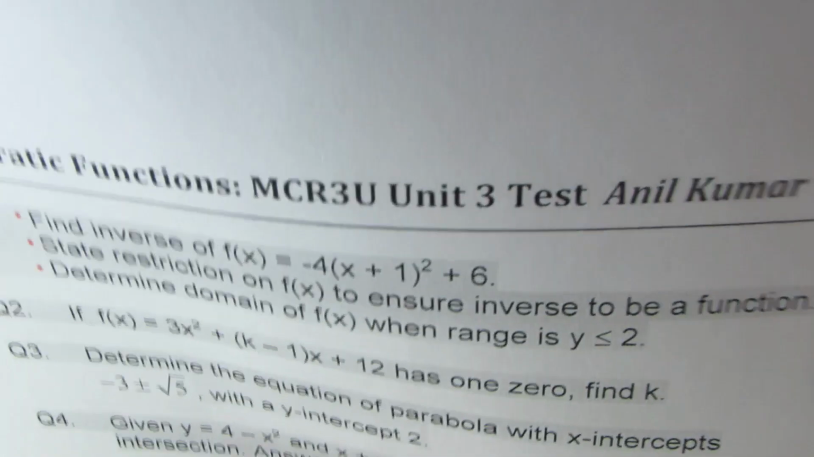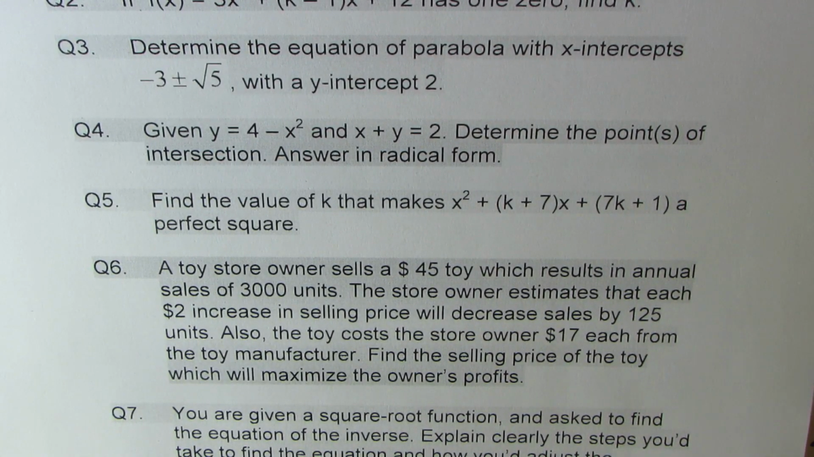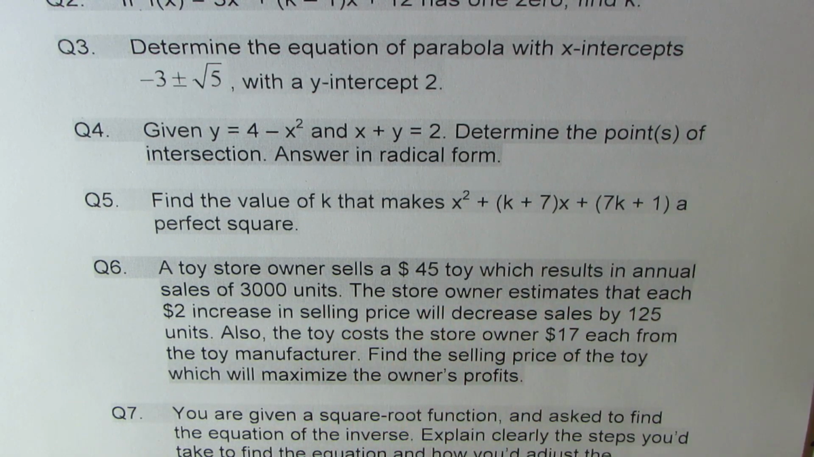Perfect. Now let me move this page slightly up. You can now copy the rest. Question number 5, you find the value of k to make the function a perfect square.